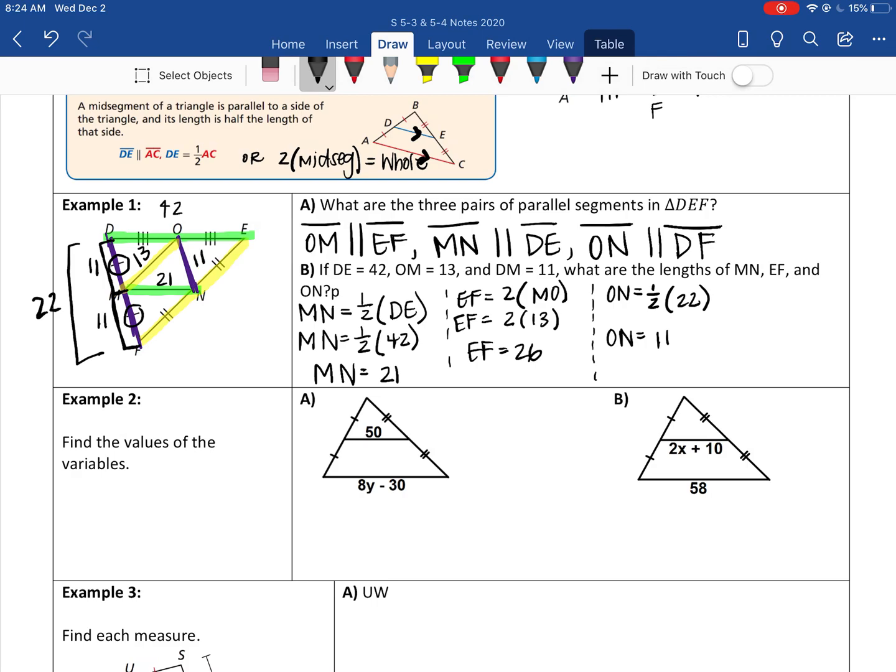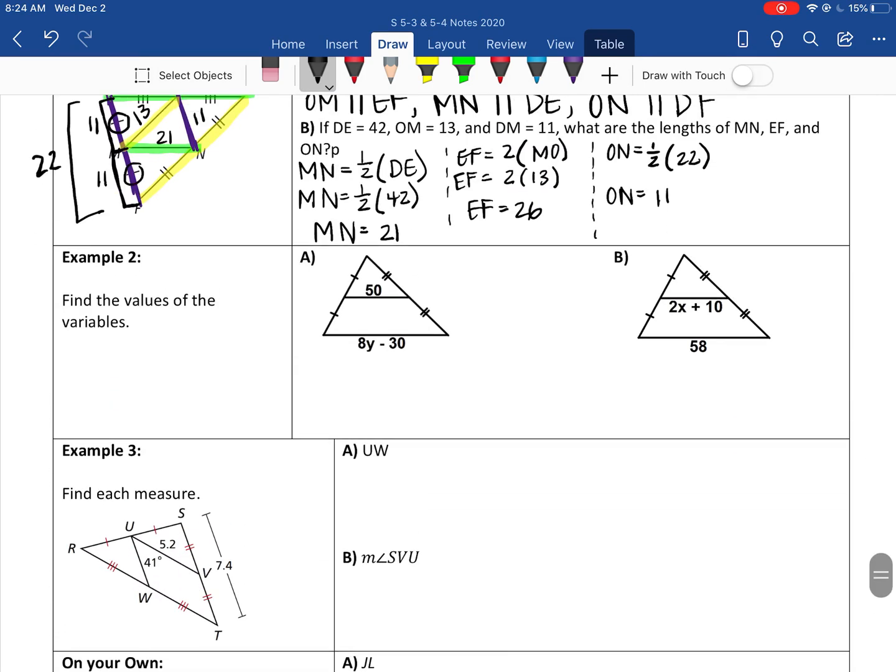Again, your midsegment is half the length of its parallel side, or that parallel side is double the length of your midsegment. You're going to get a little more work with that right now, but if you're confused, please type it into the chat. I know this can get confusing and wordy.